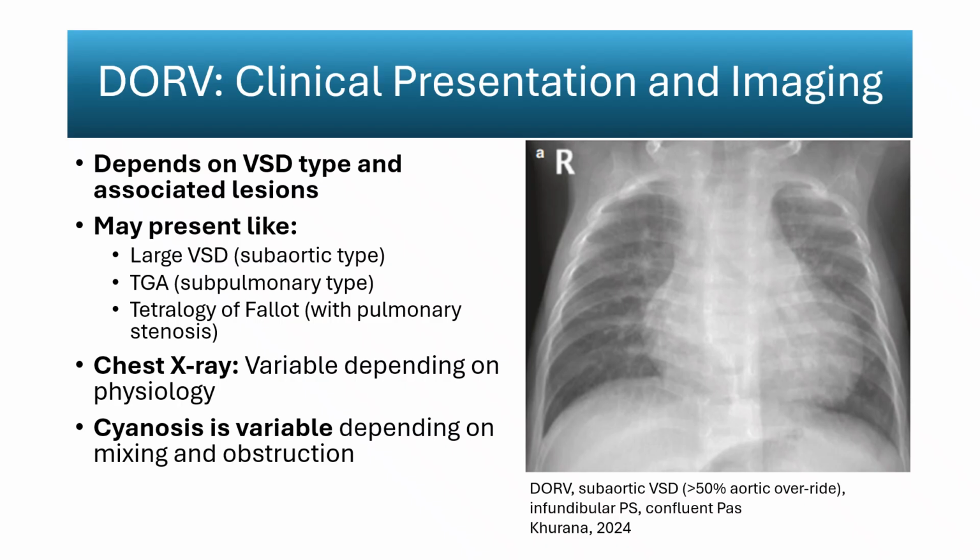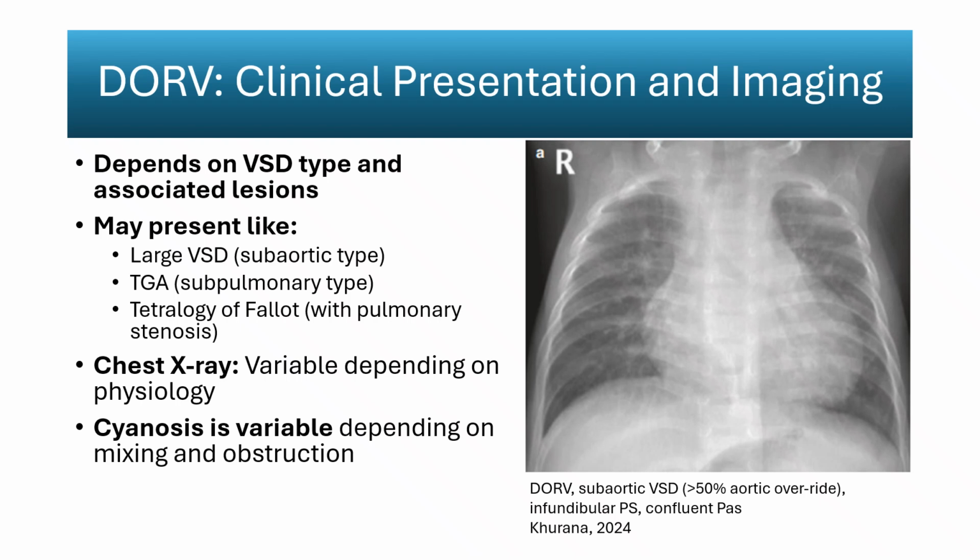A subpulmonary defect, or Taussig-Bing anomaly, directs left ventricular output into the pulmonary artery and produces physiology nearly identical to transposition of the great arteries, often with profound cyanosis. When pulmonary stenosis is present, the circulation mimics tetralogy of Fallot with variable cyanosis depending on the severity of obstruction.